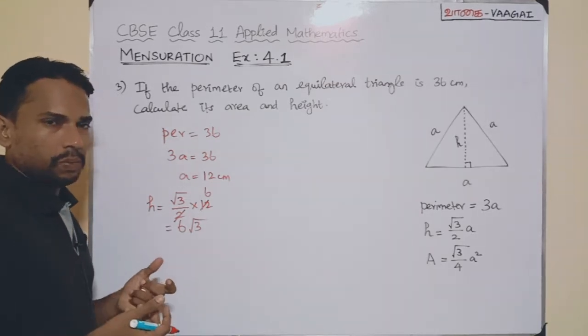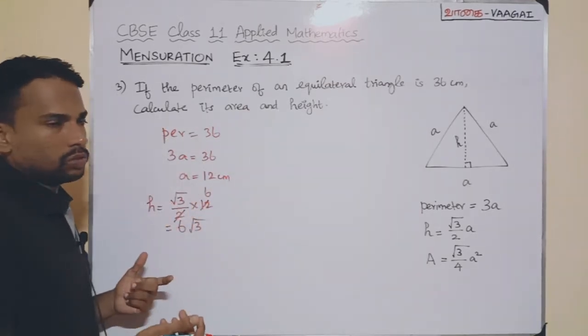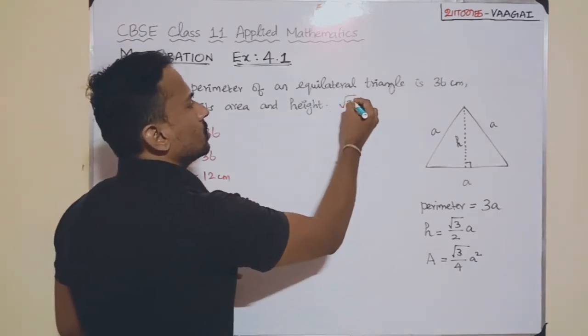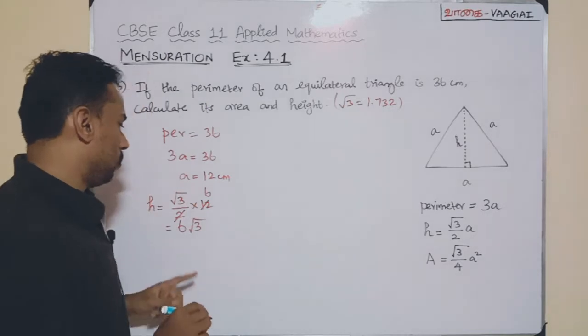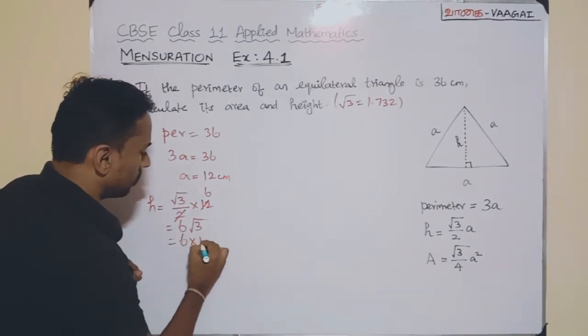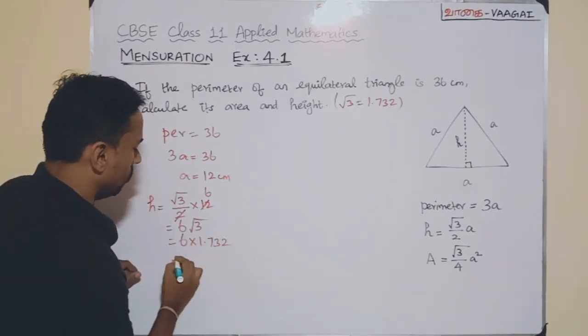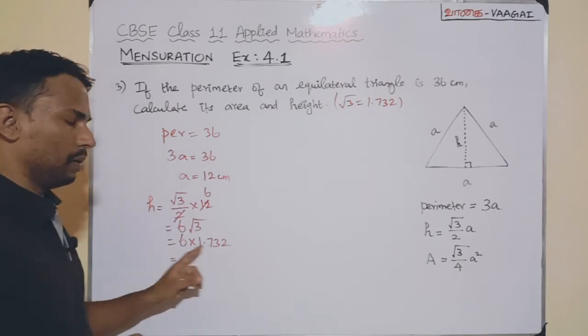And let's try to simplify, right? Okay, so root 3, as usual, we will take root 3 as what? Root 3 is equal to 1.732. Let's take the same way. So 6 into 1.732 will actually give you how much? So we'll carefully multiply the numbers.